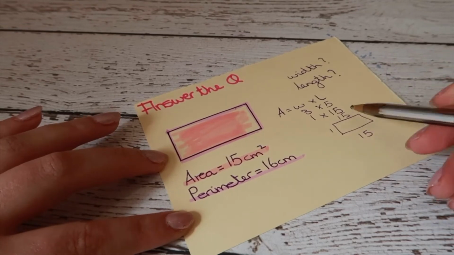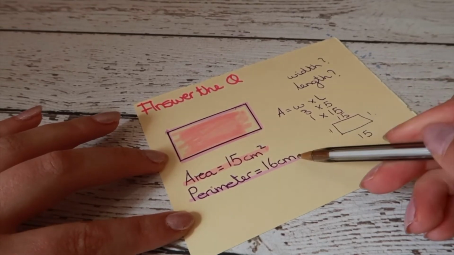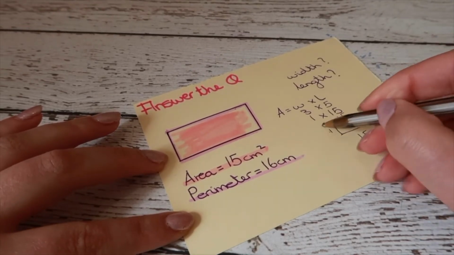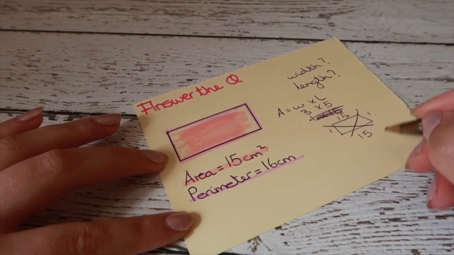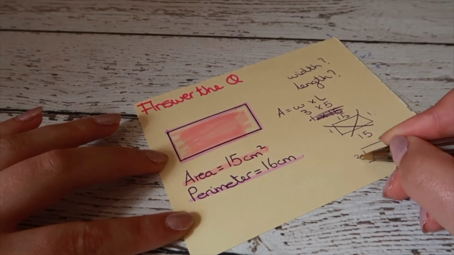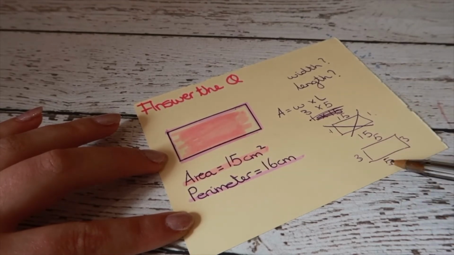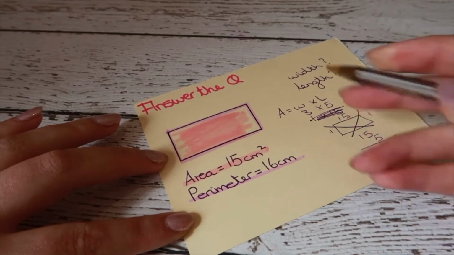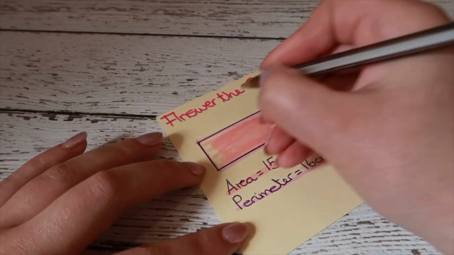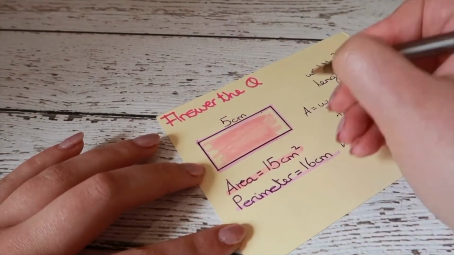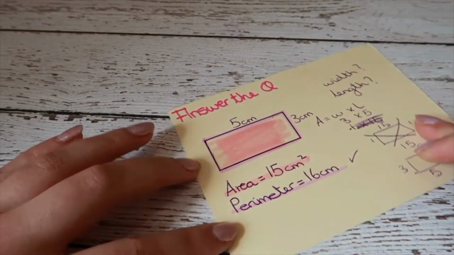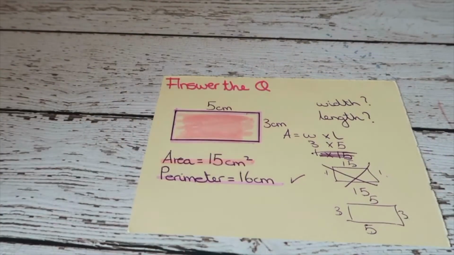So I'm just going to draw it out quickly. If it was 1 by 15. They don't add to 16 centimetres, so it must be 3 by 5. So I'm just going to check. So width of 3 and a length of 5. 3 add 5 is 8, and then another 3 add 5 is also 8, and 8 add 8 is 16. So the length would be 5 centimetres, and the width would be 3 centimetres.